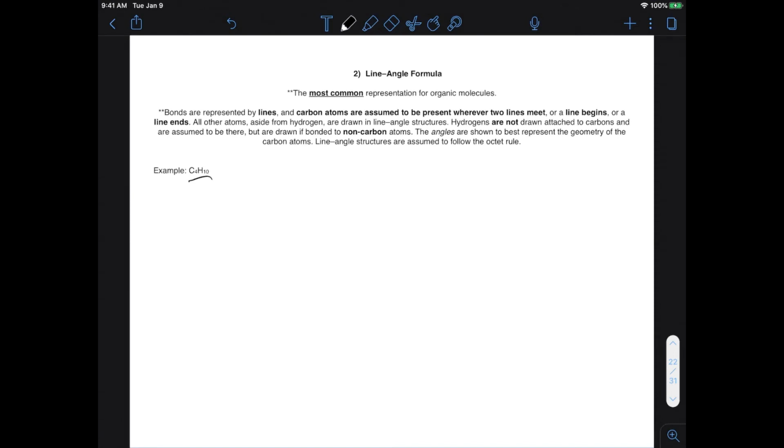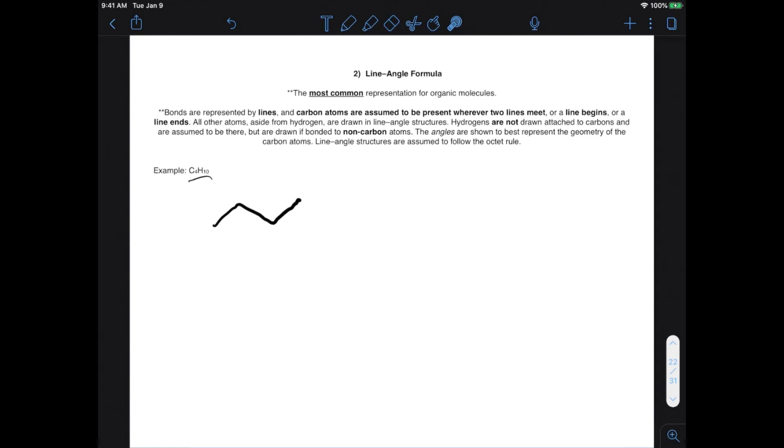So what is the line angle formula for this structure? Just like that. That's it. It was very, very simple, right? So wherever there is a line, that's where the bonds are. And whenever a line ends or begins, or where lines meet, there are assumed to be carbons with the correct number of hydrogens attached to it.